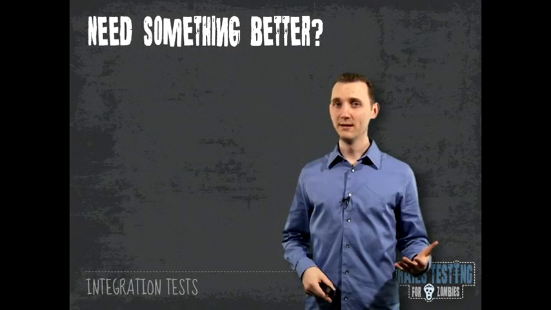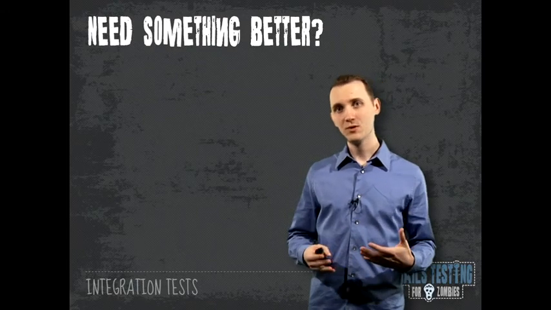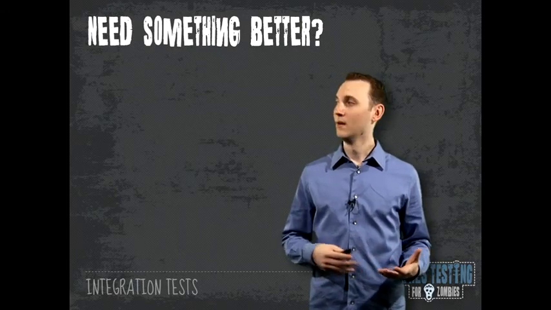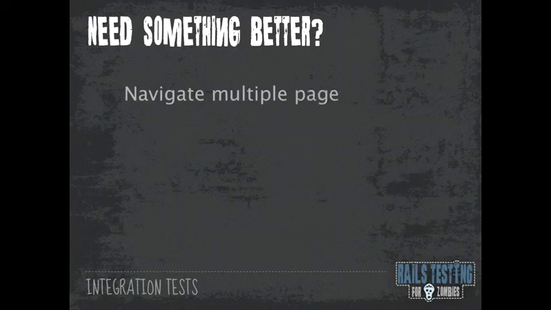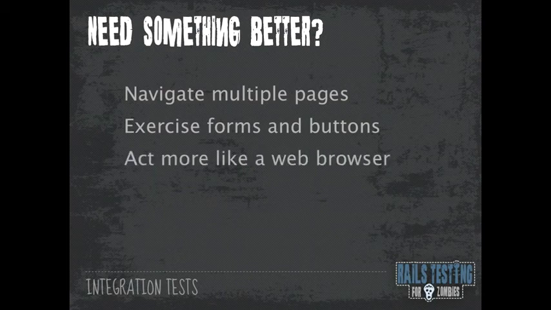Now that we've seen what Rails gives us to aid with integration testing, you've probably noticed that there could be some issues with it. How do you navigate multiple pages? Do you make 30 GET requests? How do you exercise forms and buttons? We haven't even talked about that yet. And at the end of the day, wouldn't it be better if it acted more like a web browser, where it followed redirects automatically and handled some of those things for us?